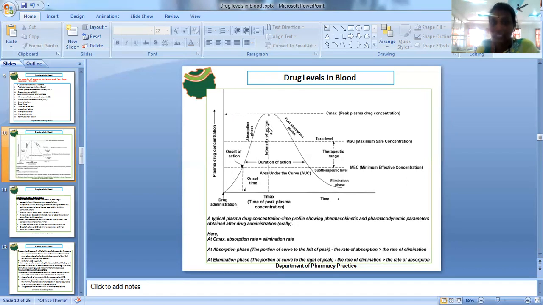Why? Because the Cmax is responsible for showing the maximum pharmacological action. If the Cmax is above the minimum toxic concentration or the maximum safe concentration, it will give toxic effects or side effects. If it is below the MEC, it does not give any therapeutic action. That's why, for ideal drug therapy, the Cmax concentration should be above the MEC and below the MSC. In between this range the Cmax should be noted.